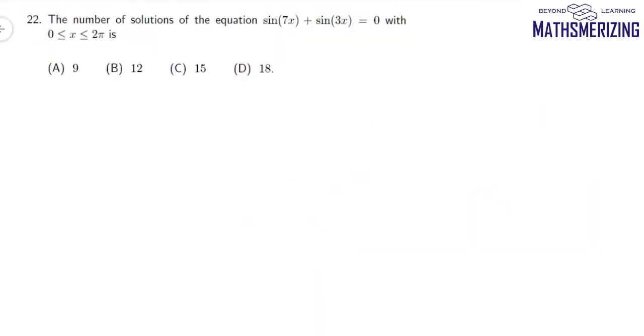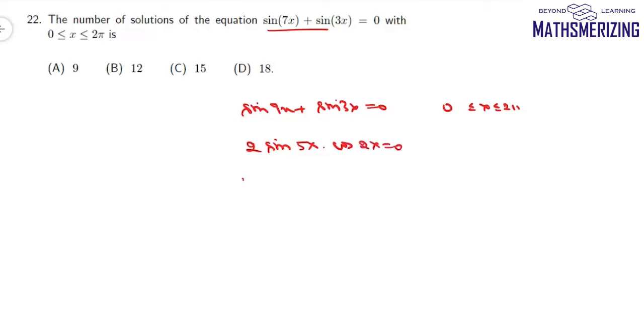Now question number 22, it says number of solutions of this equation, which is sine 7x plus sine 3x equals to 0 in the interval 0 to 2 pi. So I'll use sine C plus sine D, so it will be 2 sine (C plus D) by 2, so it will be sine 5x and then cos (C minus D) by 2, so it will be cos 2x equals 0. So I'll get this condition as sine 5x should be 0 or cos 2x is 0.